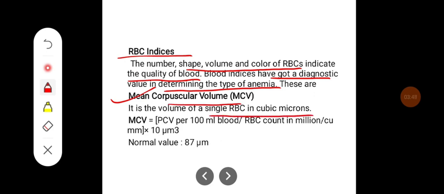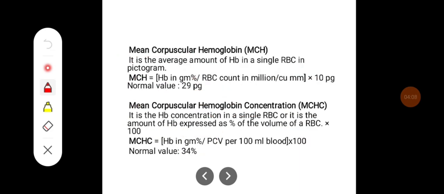It can be written as mean corpuscular volume is equal to packed cell volume per 100 ml of blood divided by RBC count, which is in millions per cubic mm of blood, into 10, which gives the mean corpuscular volume in cubic microns. The normal value is around 87 cubic microns.